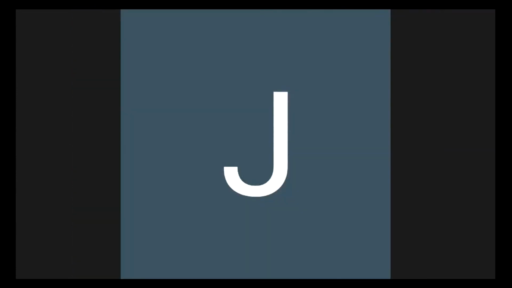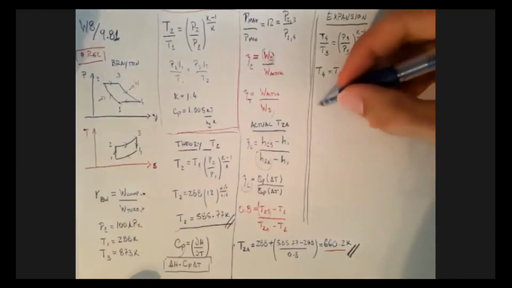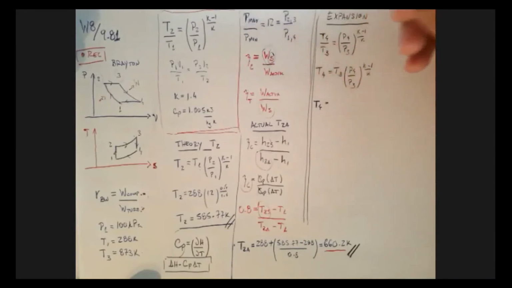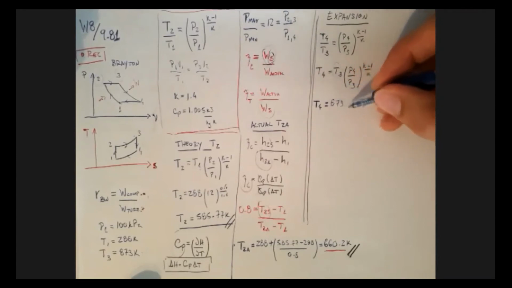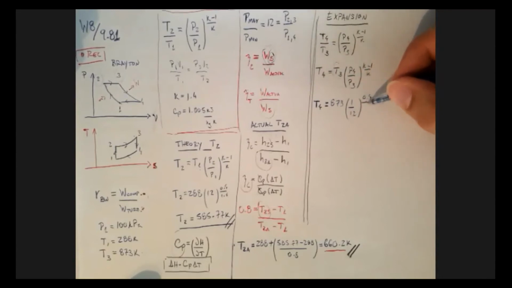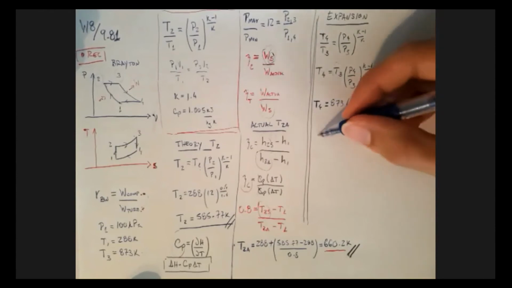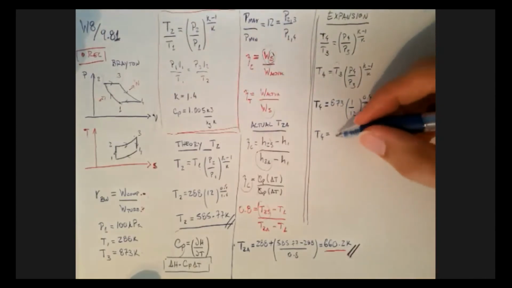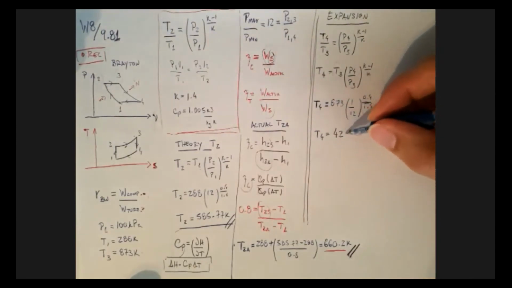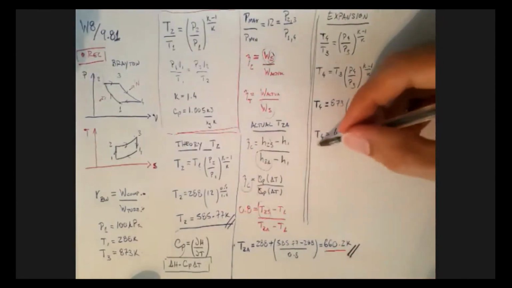1/12. 1/12, right? Watch out because a lot of you guys like to put a 12 there, and you're going to get something that's absurd, right? It's 1/12. Why? Because P3 over P4 is 12, so P4 over P3 is 1/12. So that's going to be 873 times 1/12 to the 0.4 over 1.4. T4 is 429.2 Kelvin.